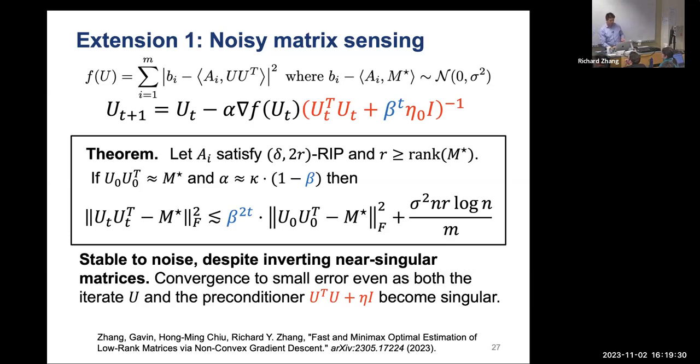Okay, so here what we did was we proved a theorem for a very specific problem, noisy matrix sensing. Some of you are very familiar with this problem, in which my A_i satisfy the delta RIP, and then my measurements are normally distributed with a zero mean. The details are not important, but what we show is that this scheme is stable to noise. Even though you're inverting a near singular matrix onto noise, you don't blow it up. The convergence is still to a small error. That's actually minimax optimal if you treat this R as order of rank m star. It's minimax optimal, even though the iterates become singular and the preconditioner becomes singular as well.